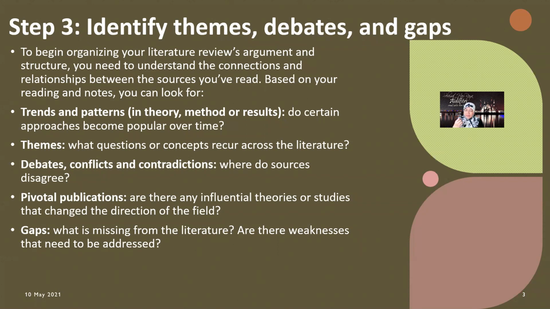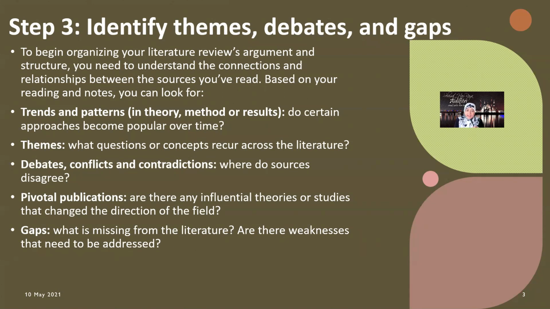We have given you a scope. Then you look into these articles that you choose, the trends and the patterns of this. Is there any popular technique, popular approach regarding the scope? So what kind of question or concept recurs across the literature? They must be saying something similar, claiming something similar. Debates, conflicts, and contradictions. Where do sources disagree? So let's say you have 5 articles. See what the conflicts, debates, or contradictions are between these 5.